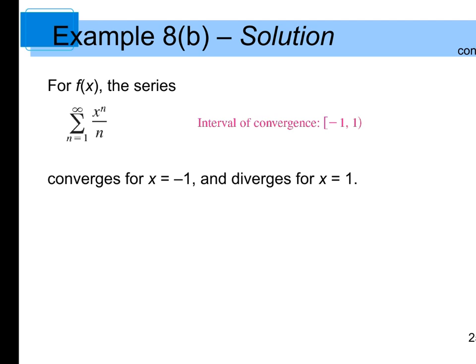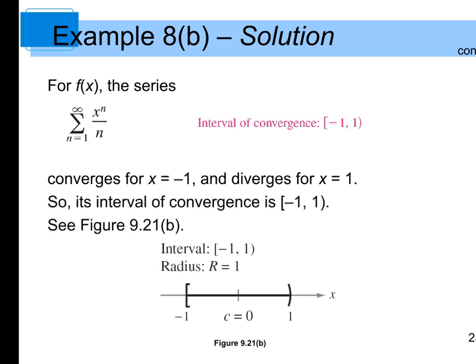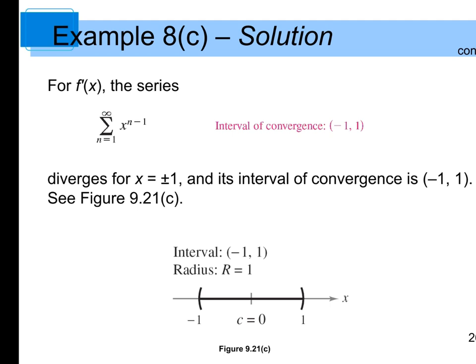Solution in b: it converges for x equal to negative 1 and diverges for x equal to 1. So its interval of convergence is negative 1 to 1. See figure 9.21b. Solution in c: it diverges for x equal to positive and negative 1, and its interval of convergence is negative 1 to 1. See figure 9.21c.